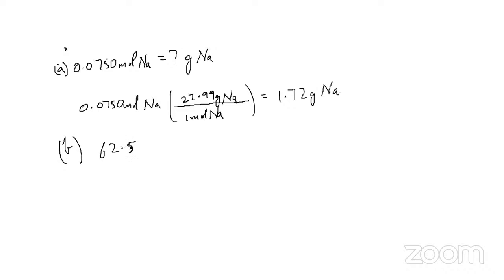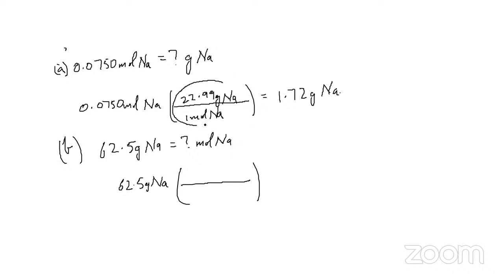So in the case of B, they gave you 62.5 grams of sodium, and they're asking you to determine the moles of sodium, right? So I'd start off with what is given, 62.5 grams of sodium, and multiply by the appropriate conversion factor. Now, here's the difference between B and A. In the case of A, this is the conversion factor that is used. In the case of B, you're going to use this conversion factor, which is the inverse.